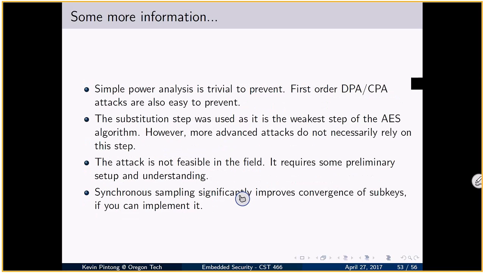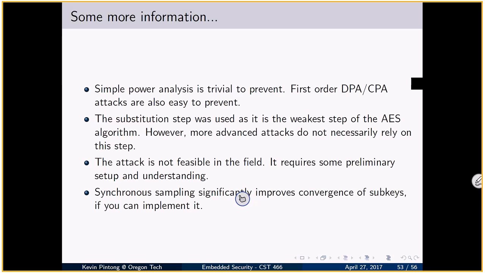So again, simple power analysis is trivial to prevent. First-order DPA and CPA attacks are also easy to prevent, which we'll go over on Monday. The substitution step was used as it is the weakest step of the AES algorithm, but more advanced attacks don't necessarily rely on this step. We don't even have to attack AES. We can attack any algorithm we really want to. We just find a weakness and exploit the weakness of the side channel leakage, that is.